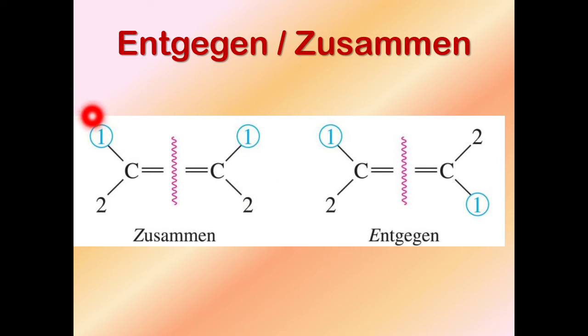So when the higher priority groups, that is 1 and 1, are on the same side, that is both these groups are above the reference plane, then we call it Zusammen or Z nomenclature. Similarly, if the higher priority groups are opposite, or one group is above the reference plane and the other group is below the reference plane, then it is called Entgegen or E nomenclature.